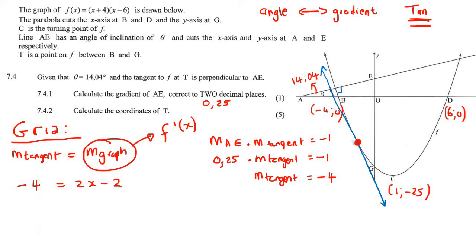Okay, so now we're just going to go solve this equation, and so we're going to end up with 2x equals minus 2, and so x equals minus 1. So that means that this contact point over here, the x value is minus 1.